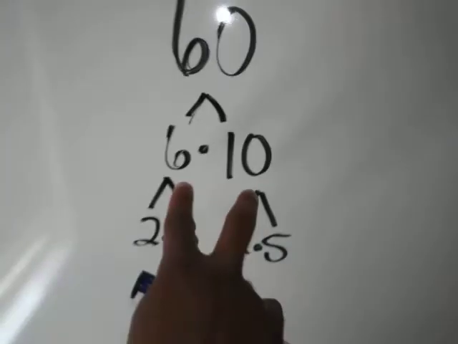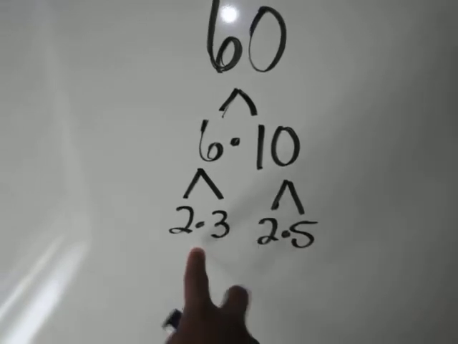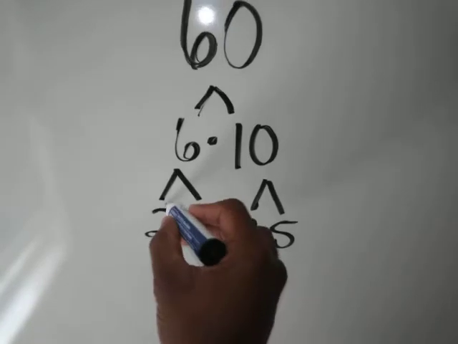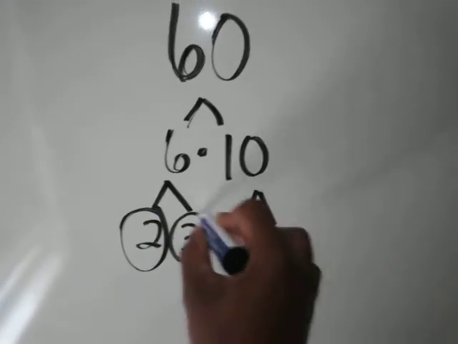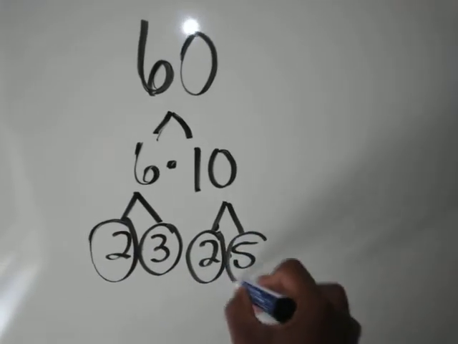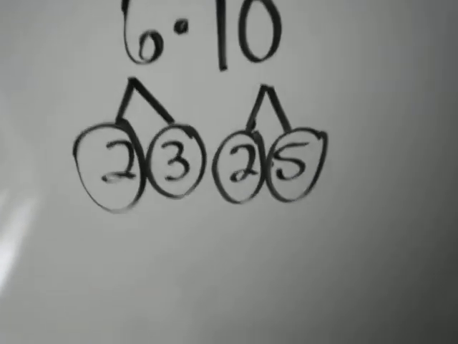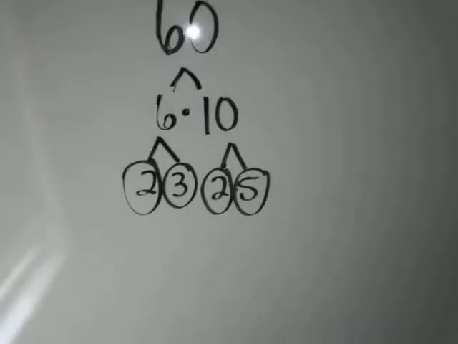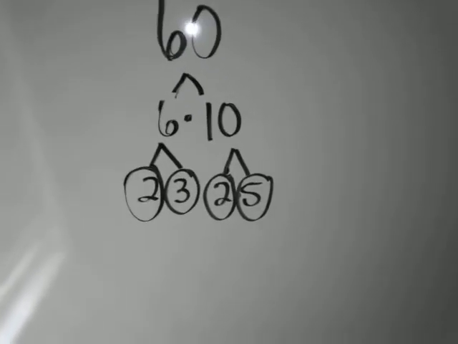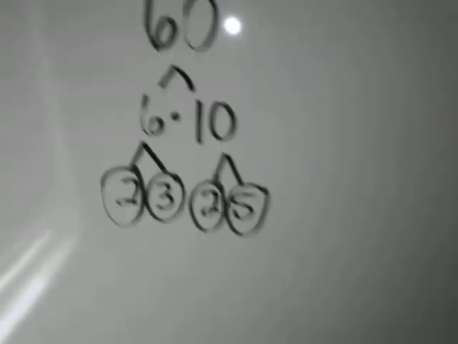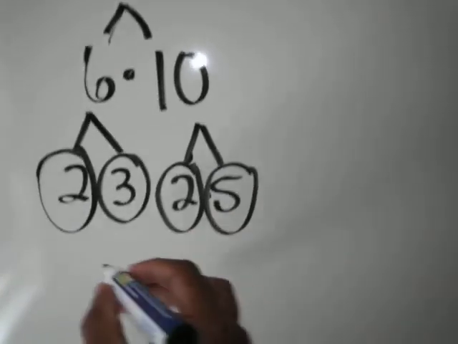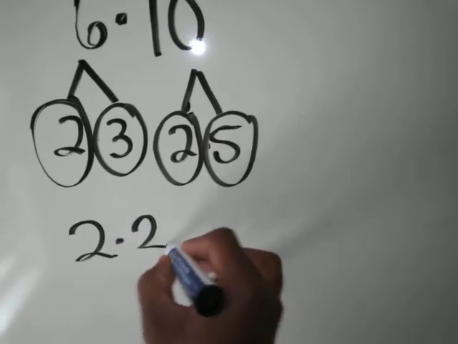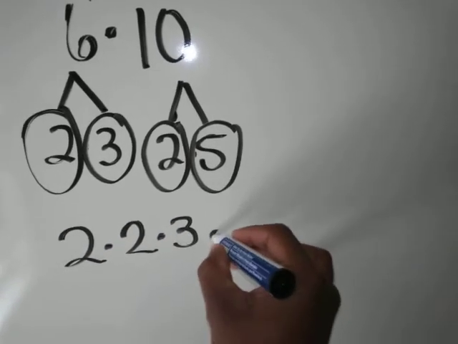Now, these factors for 6 and 10 are now prime. I'm going to circle those. The reason I'm circling these is because I now have a product of prime numbers. So I need to write an expression. It could be just like that, or you can use exponents to rewrite this. If I write this right here, I would use 2 times 2 times 3 times 5.